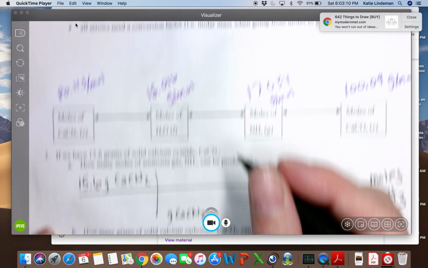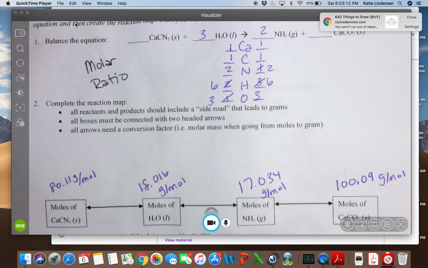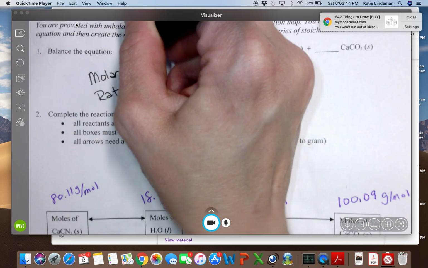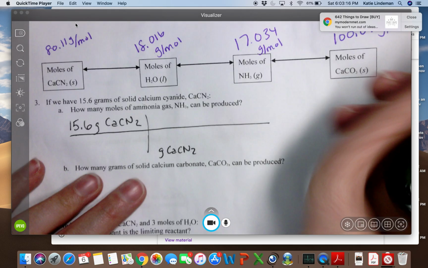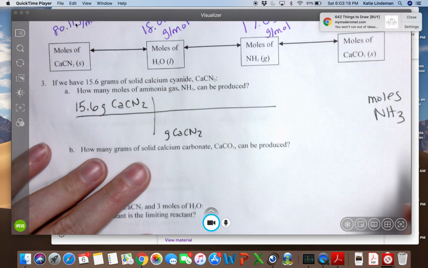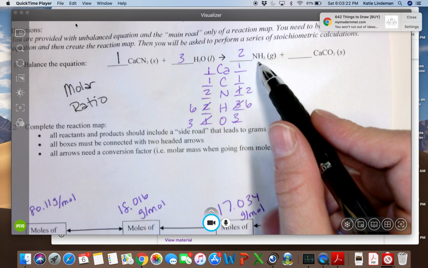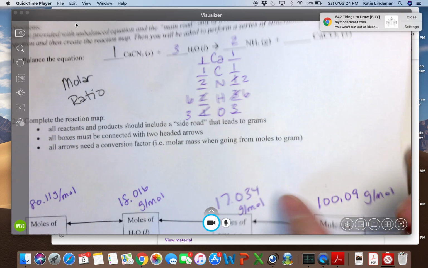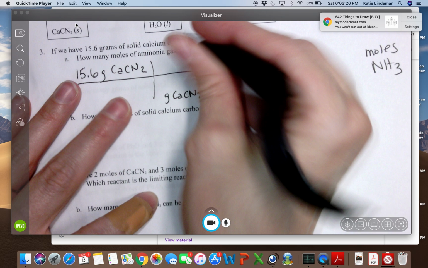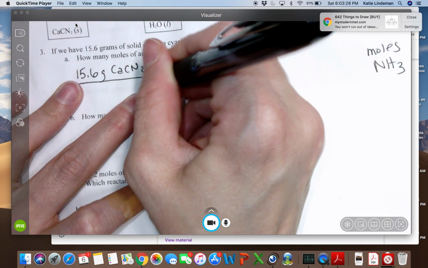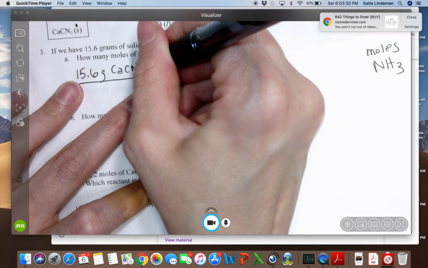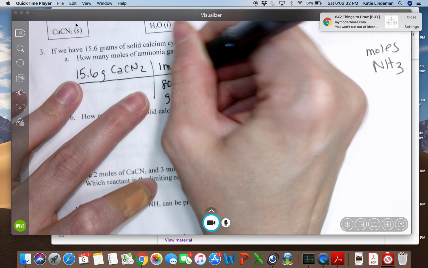I go back up to my balanced equation. I have a coefficient of 1 in front of calcium cyanide. And in front of ammonia, it's a 2. Okay, so I'm going to use a 1 to 2 ratio. Okay, so for every 80.11 grams, there's 1 mole of calcium cyanide.